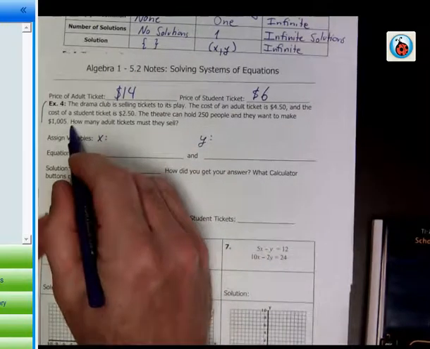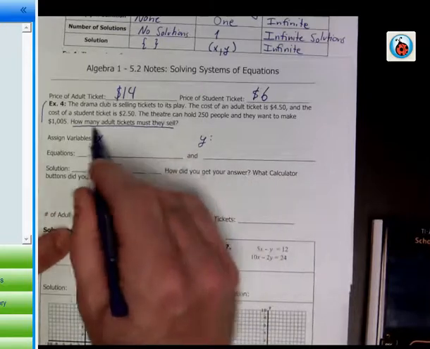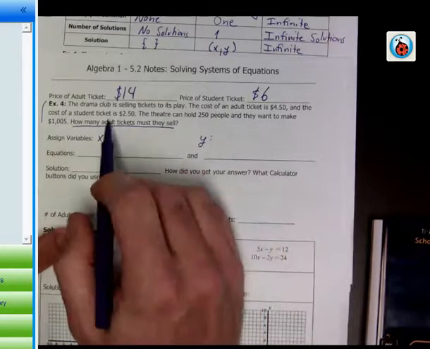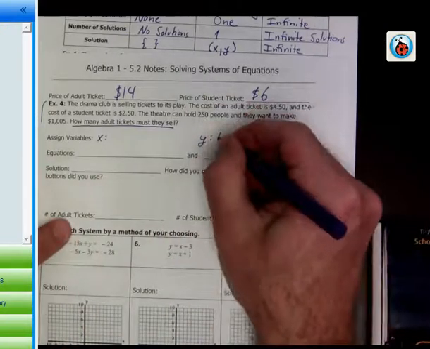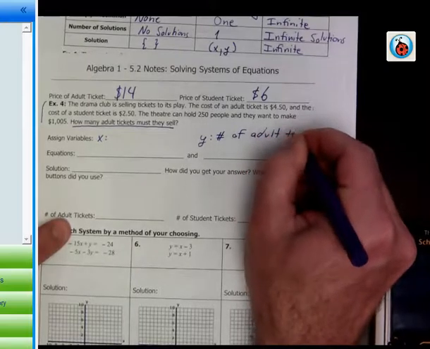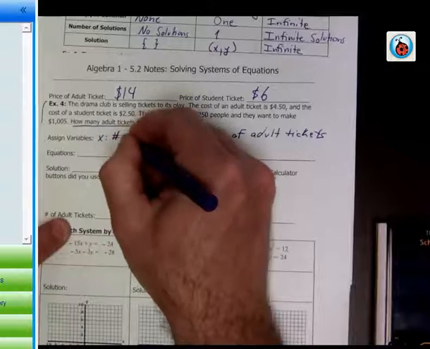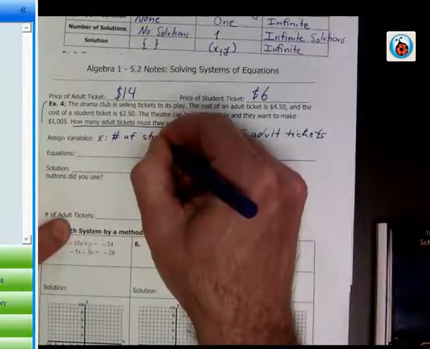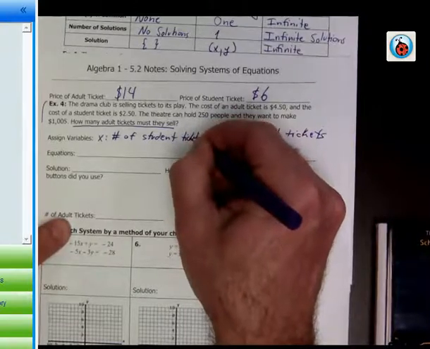Okay. A hint to defining your variables: the questions help you define your variable. So, how many adult tickets must they sell? That's going to be one of my variables. So, number of adult tickets. Now it's not the price, it's the number they sold. And number of student tickets.